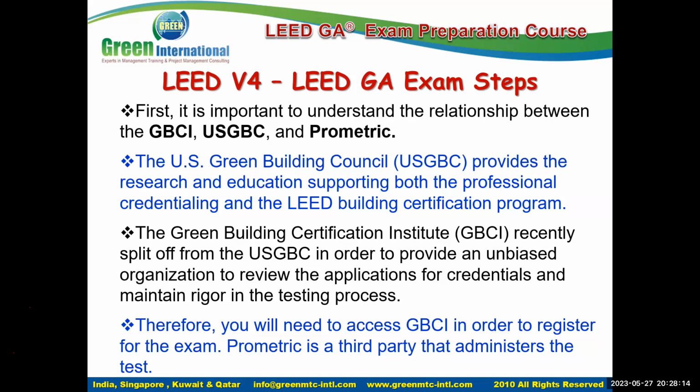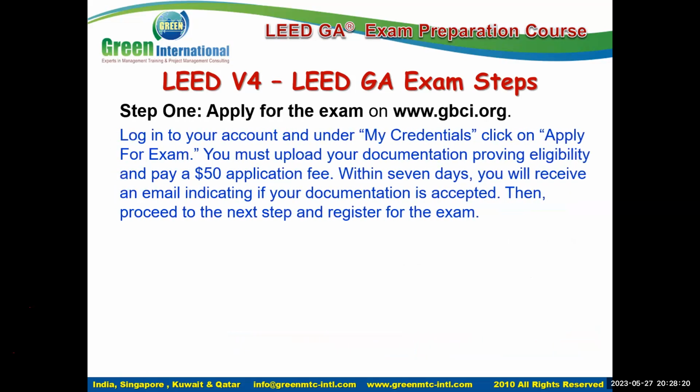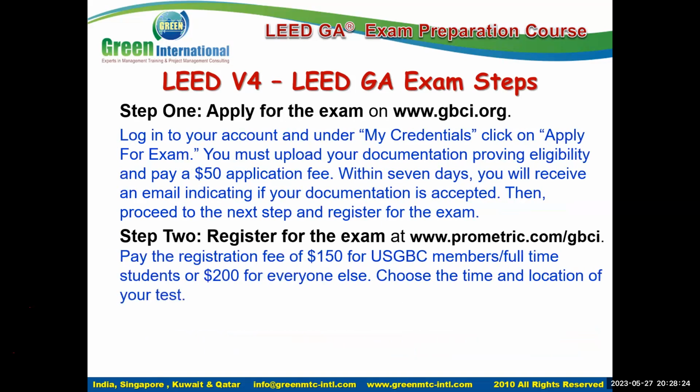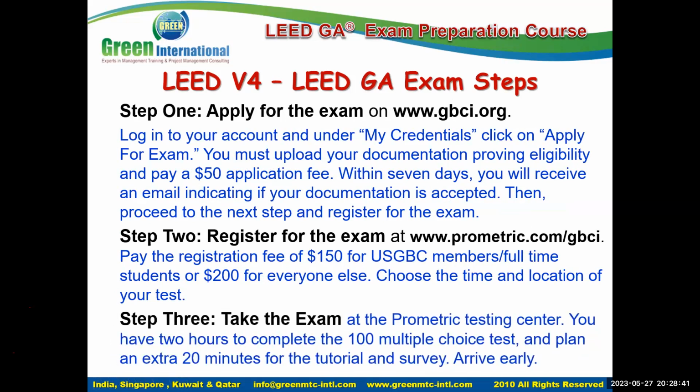There's no room for malpractice, etc. And it's actually quite easy to clear. So all of these processes, as you can see, you need a $50 application fee. USGBC members or full-time students have a registration fee of $150 for the exam and $200 for everybody else. Time and location of your test you can decide, and then you just have to take the exam.